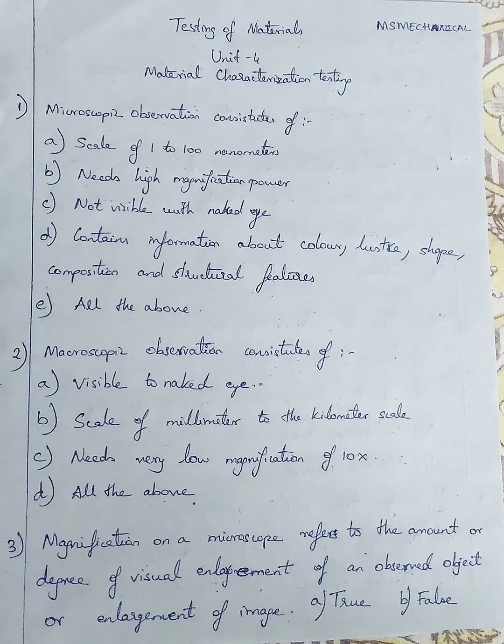What is microscopic observation? The observation we see at the microscopic level. The scale of 1 to 100 nanometers comes under microscopic level. For microscopic observation, for seeing small objects, high magnification power is needed. So, option B is also right. Option C, not visible with the naked eye. You can't see a microscopic particle.